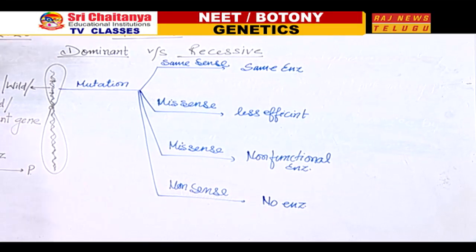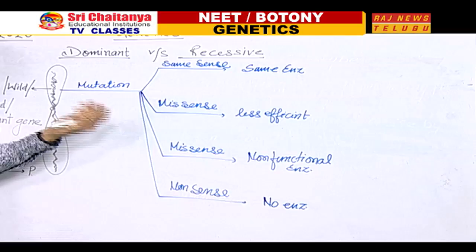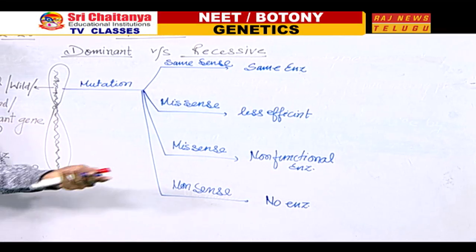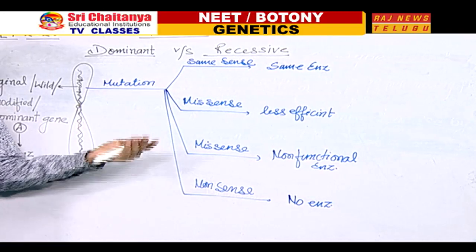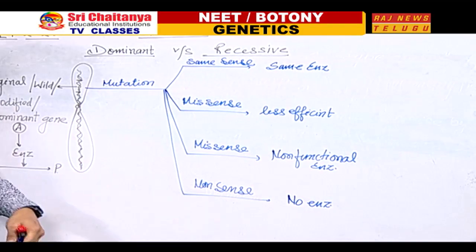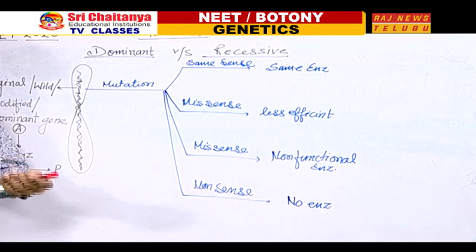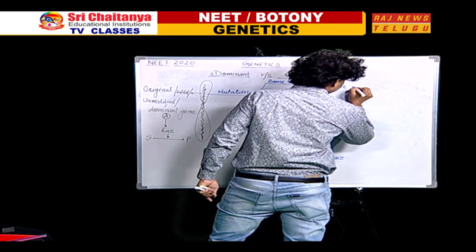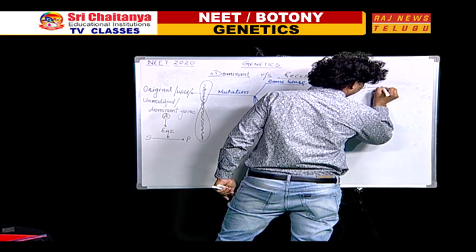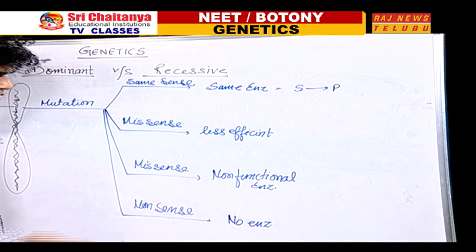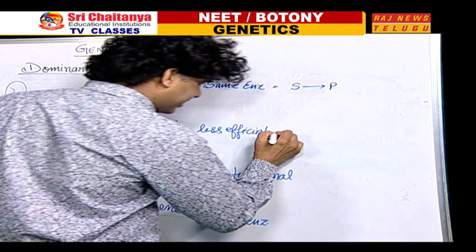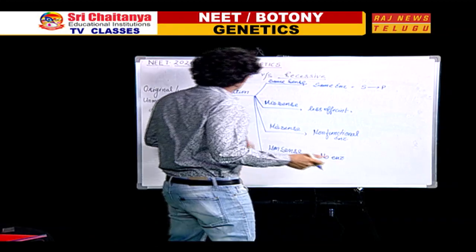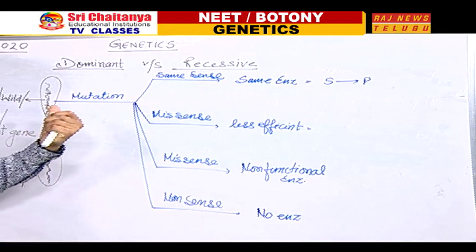Same sense mutation, then the same enzyme will arise. Missense mutation, then a less efficient enzyme will arise. Missense mutation can also result in a non-functional enzyme, and nonsense mutation will result in no enzyme production at all. Now, in this condition, you all are aware that the substrate will transform into the product, because the same enzyme arises. In that condition, although efficiency becomes less, it means in unit time, suppose initially X number of products were arising.